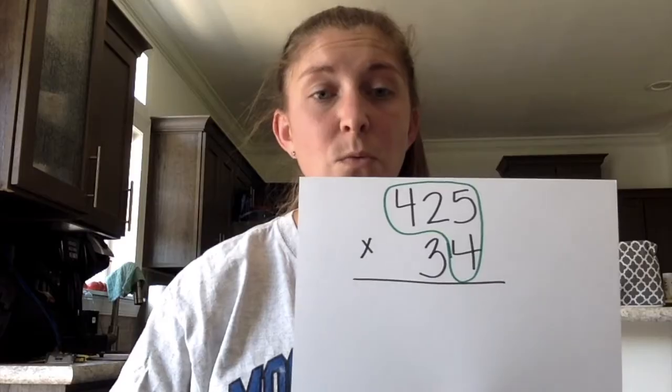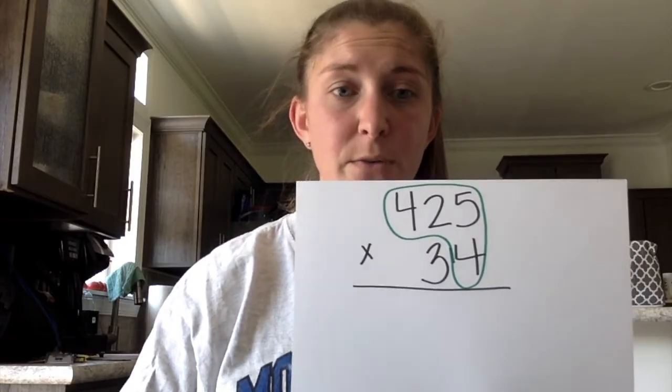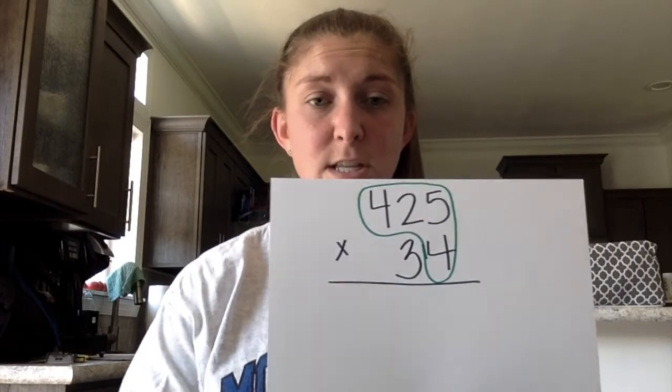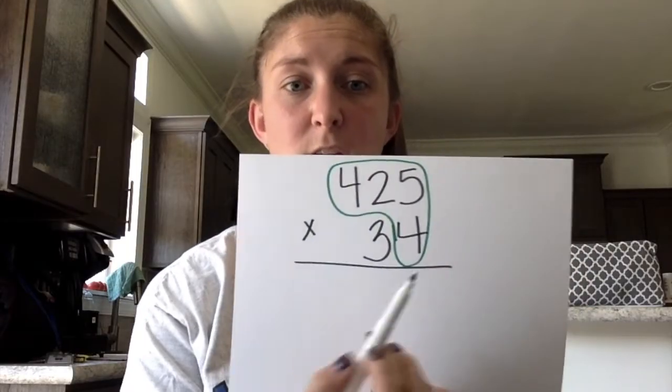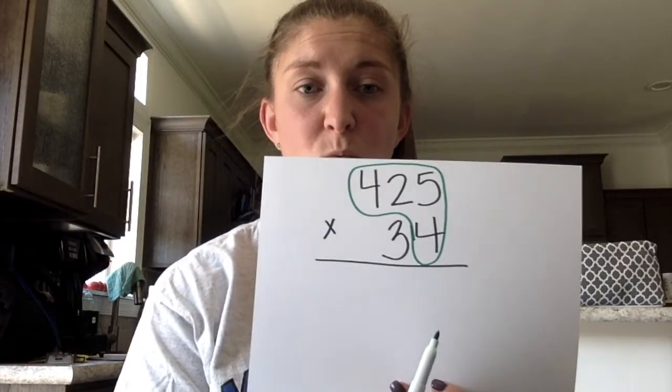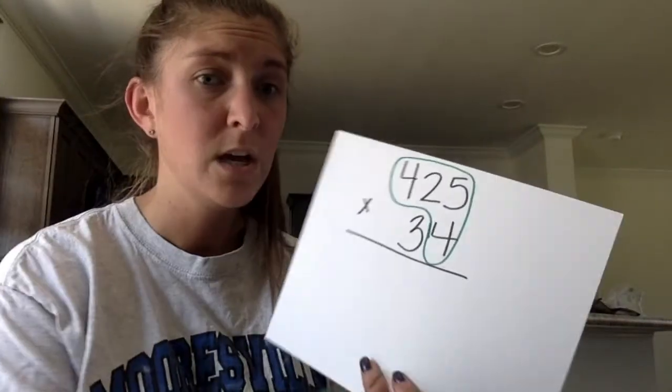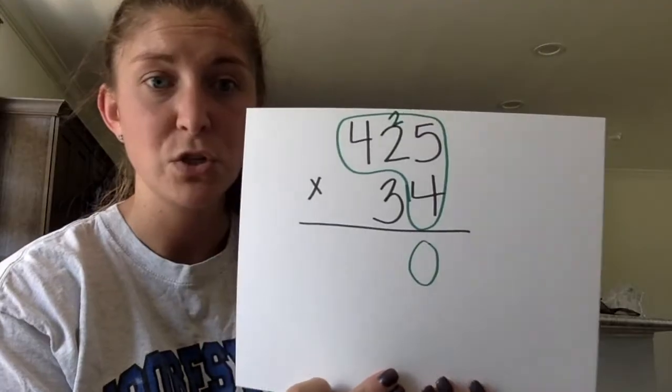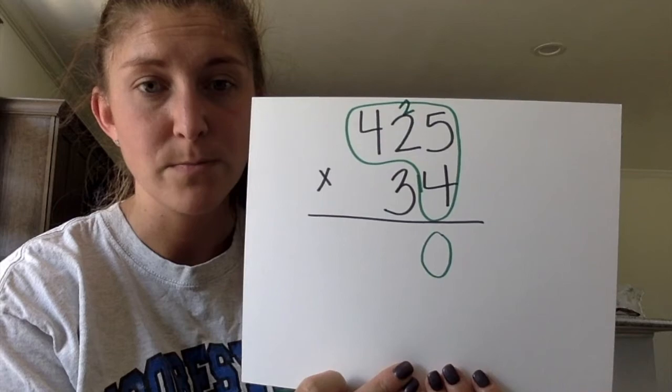Okay? So when I start, I draw my turtle head around and I go ahead and start with my digits that are in the ones. If you see here, I have a 4 and a 5 in the ones, so that's where I'm going to start. 5 times 4 is 20, so I have to put my 0 down, and my 2 is going to be carried up above the 2 that's in the tens place, like so.